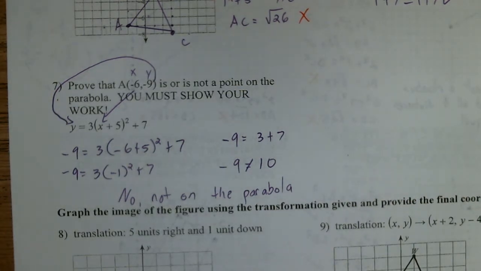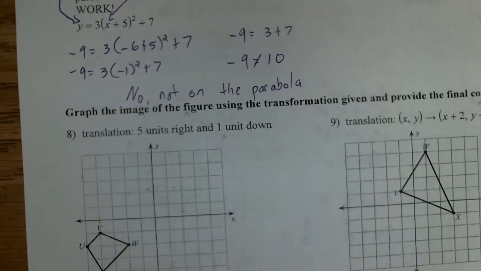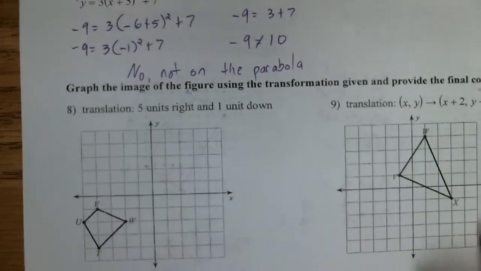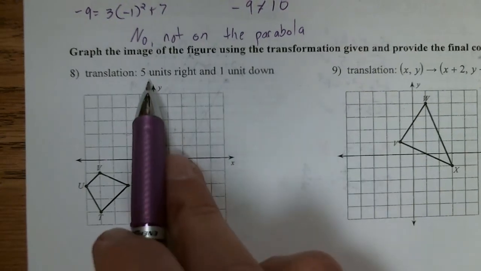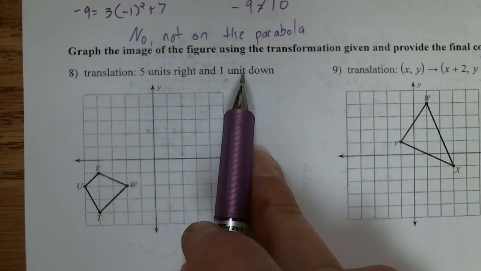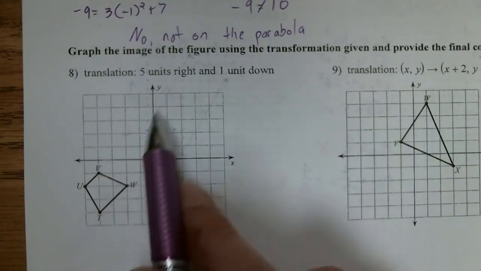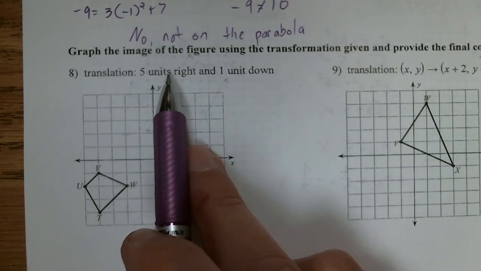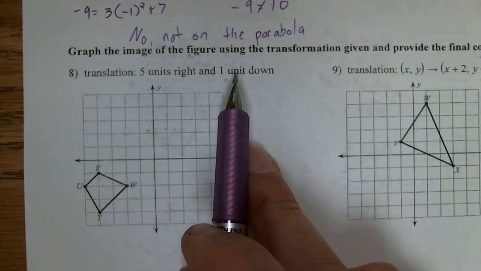Okay, moving right along. Finally, we get to some transformations. Translation, 5 units right, 1 unit down. So all I'm going to do here, guys, is take each of my x's, move them 5 units to the right, and move them 1 unit down.